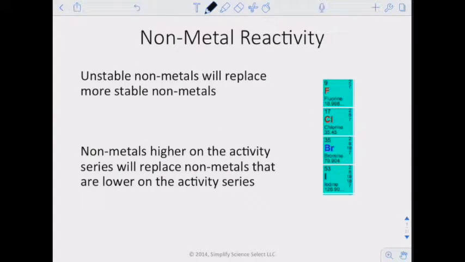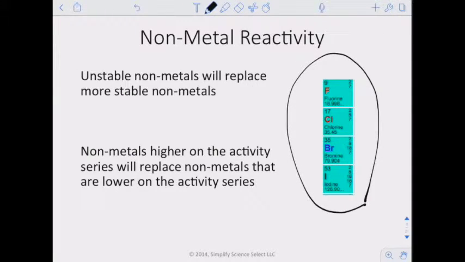Now, the non-metal reactivity: unstable non-metals will replace more stable non-metals. Non-metals higher on the activity series will replace non-metals that are lower on the activity series. If you look at this, this is the periodic table. The activity series of nonmetals you can find on the periodic table, and it's just the halogens, because those are the ones that are normally going to be by themselves. And when those react, fluorine is the least stable, iodine is the most stable of those halogens.